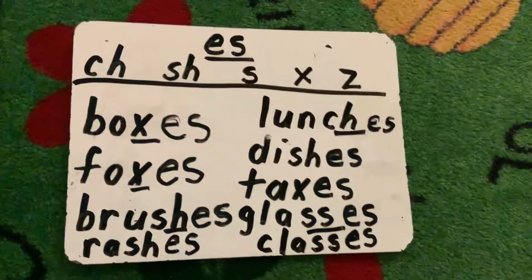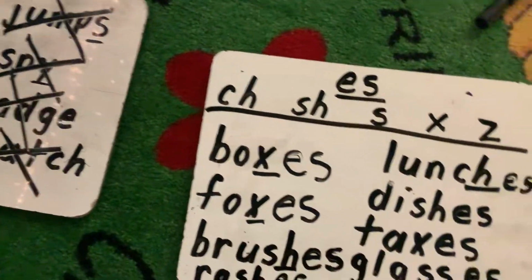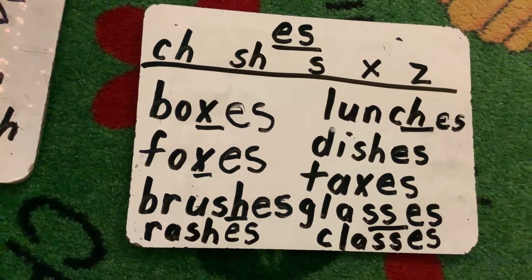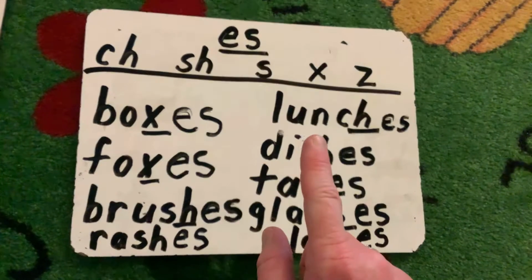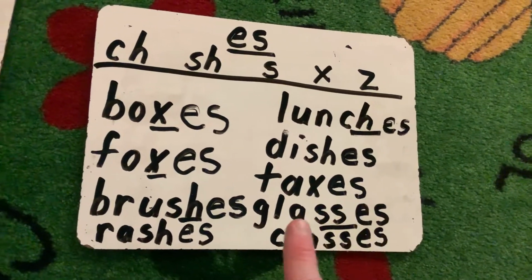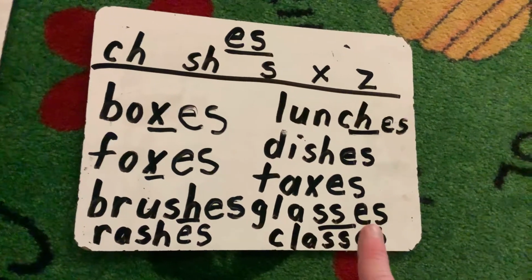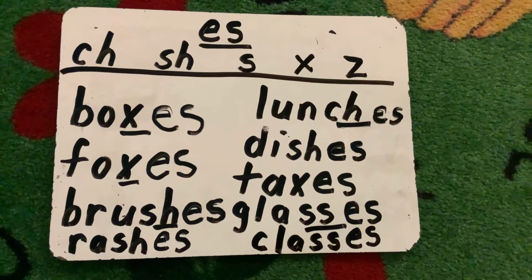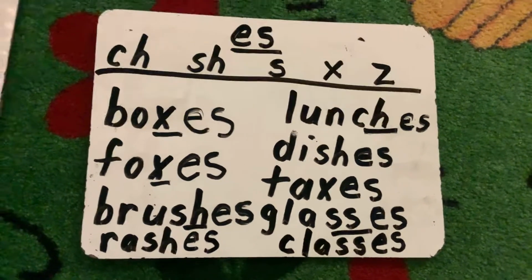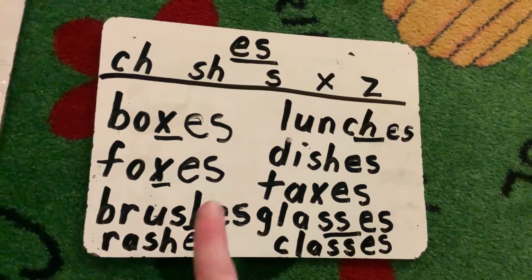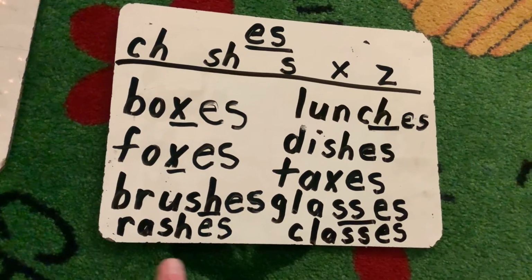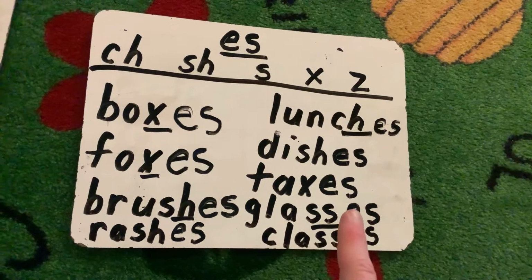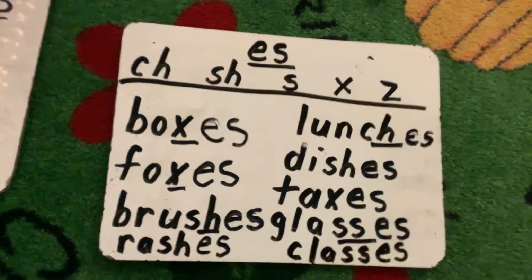So let's read these words a little bit smoother. You read them at the same time as me. Boxes, foxes, brushes, rashes, lunches, dishes, taxes, glasses, classes. Can you read these with me again? Boxes, foxes, brushes, rashes, lunches, dishes, taxes, glasses, classes.